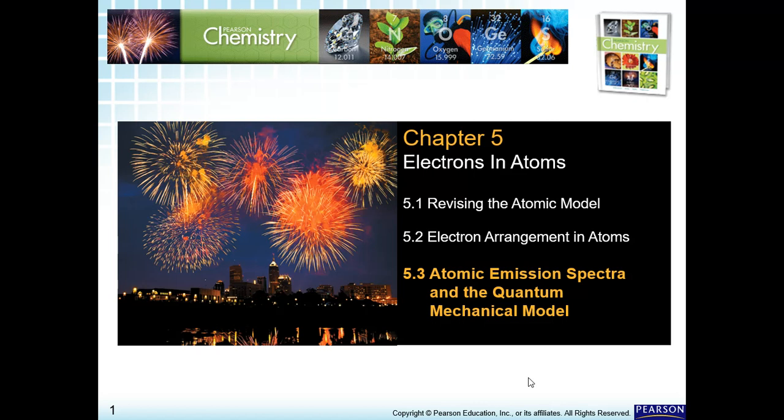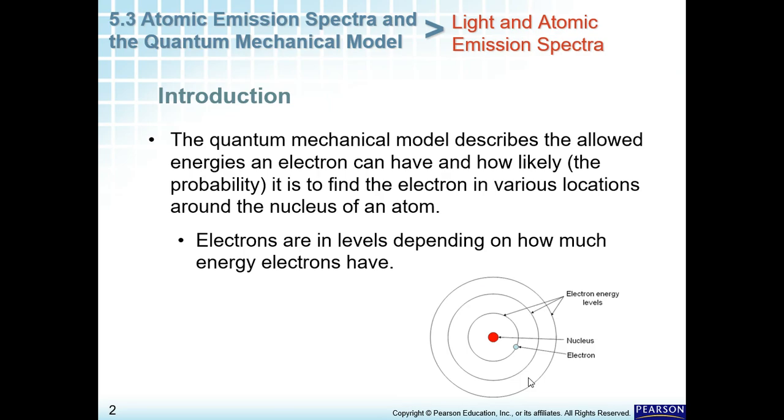Hey class, today we're going to continue on with Chapter 5 and we're going to cover Section 3 titled Atomic Emission Spectrum and the Quantum Mechanical Model. Now the quantum mechanical model we have talked about in previous lessons, so let's review. The quantum mechanical model describes the allowed energies that an electron can have, which is similar to Bohr's model, and how likely, or the probability, it is to find an electron in the various locations around the nucleus of an atom.